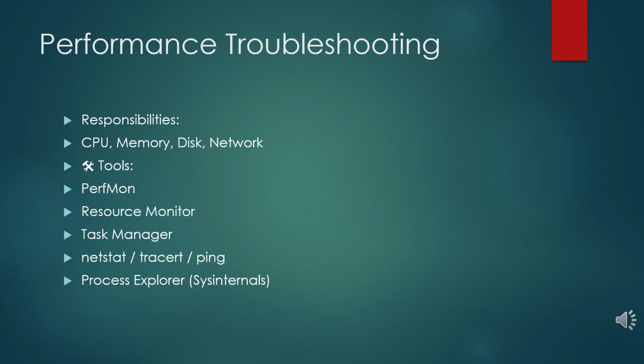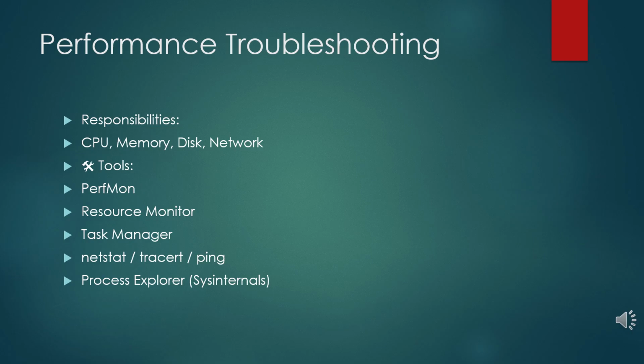Finally, once we identify the root cause, we take corrective action like restarting a service, optimizing resources, or fixing network issues. So performance troubleshooting is not just about tools. It's about following a structured approach, analyzing system behavior, and identifying the exact root cause. And this skill is what differentiates a basic administrator from an advanced system engineer.